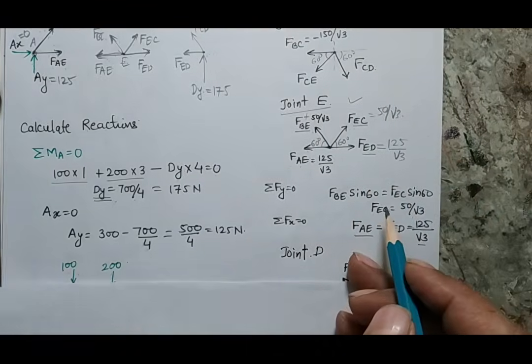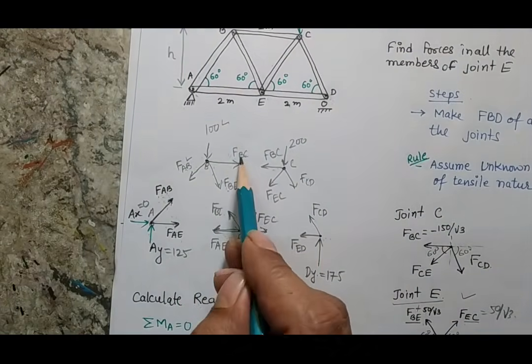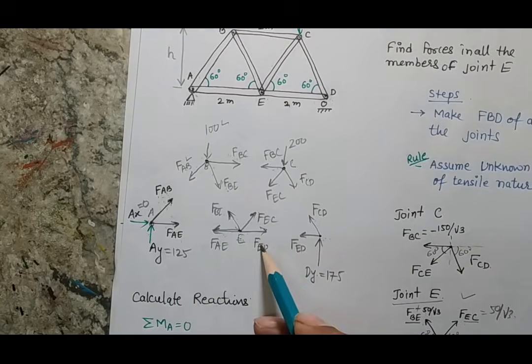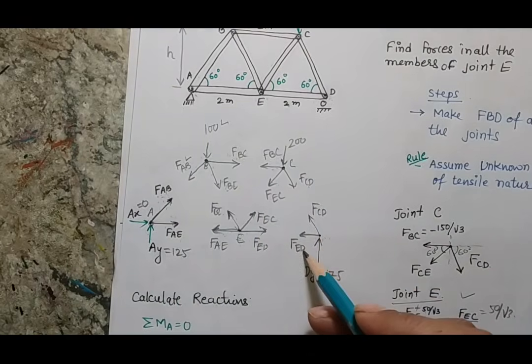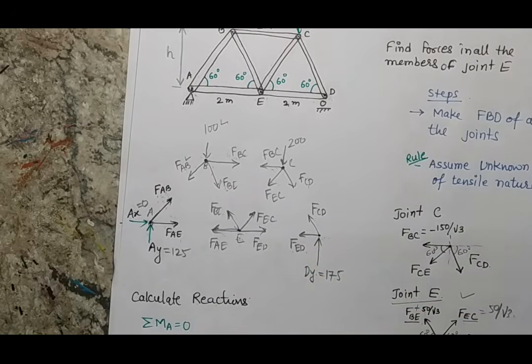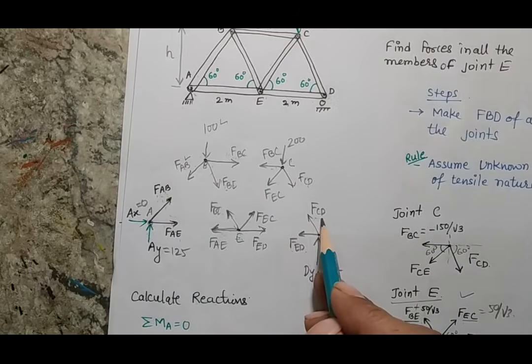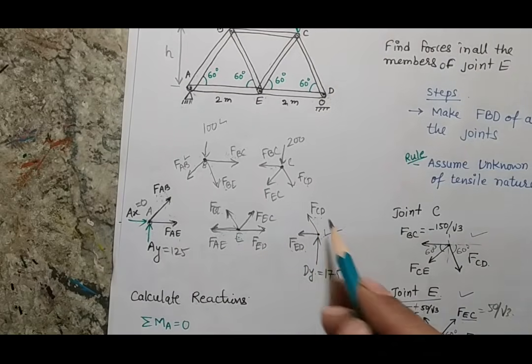So if I see now, I have calculated most of the forces. I have calculated these three forces, and these four forces. So which unknown is left? Only the force CD is unknown to me. Now I can take this joint. ED is also calculated here, so only CD is unknown to me. Either I can solve this joint or this joint to get the value of CD.